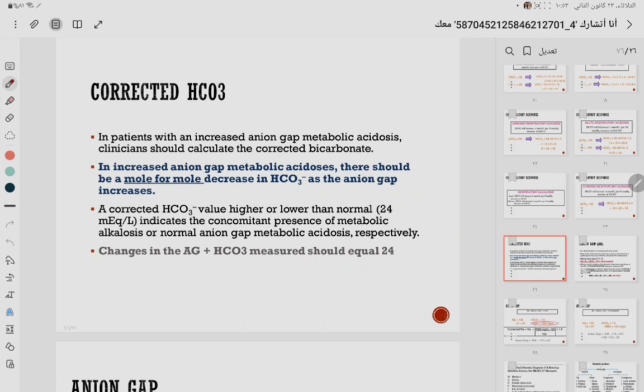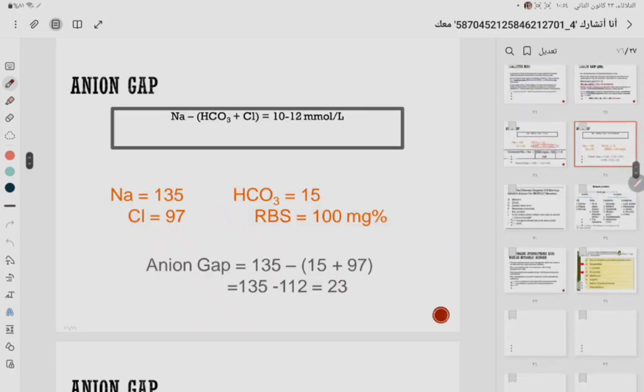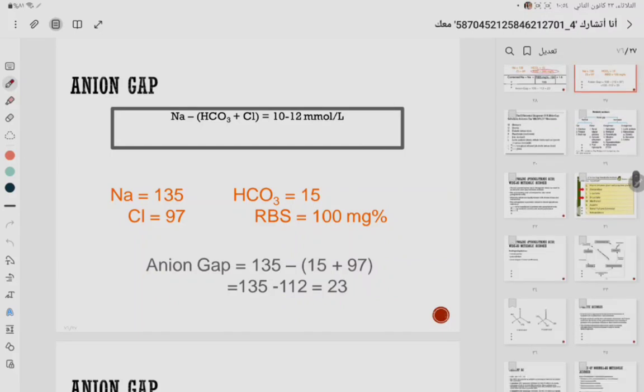A corrected bicarb higher or lower than the normal, 24, indicates the concomitant presence of metabolic alkalosis or normal anion gap metabolic acidosis, respectively. So if the corrected bicarb is higher than the normal, more than 24, that means we have a concomitant alkalosis. And if it's lower than the normal, that means we have a normal anion gap acidosis, sorry. And we'll give examples about that. Changes in anion gap plus bicarb measured should equal 24. We'll show you. So this is the anion gap normally, and this is an example of how we measure it: sodium minus the bicarb and the chloride, cations minus anions. And a wide anion gap is anything more than 10 to 12.